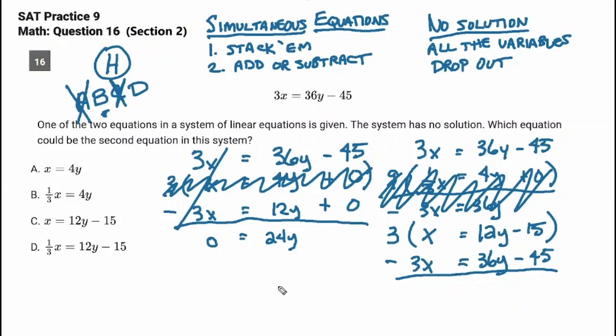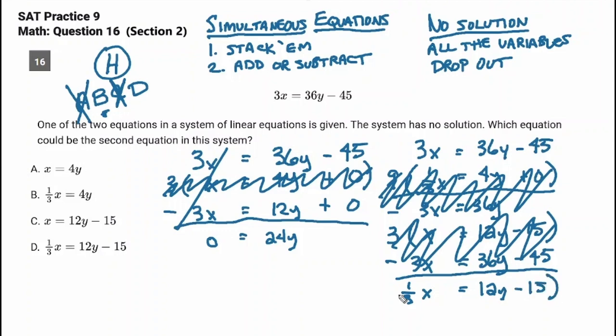All right, and now I'm going to do D. Down here, where we completely run out of room. 1/3 x equals 12y minus 15. And again, this time I'm going to multiply by 3 so I can get the 12y to 36.